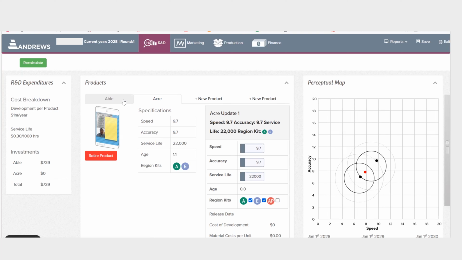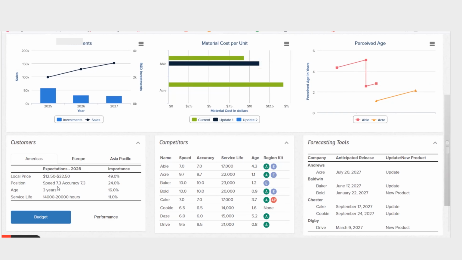You do not need to go to the report. You can see the most important thing is the local price, followed by service life, and also positioning, and then finally we have the age of 3 years. These features vary from one market segment to the other. For example, in the European market, age is not the least important item, but actually quite important. And service life is the least important. But when you go to Asia Pacific, you'll see positioning is very important compared to age.